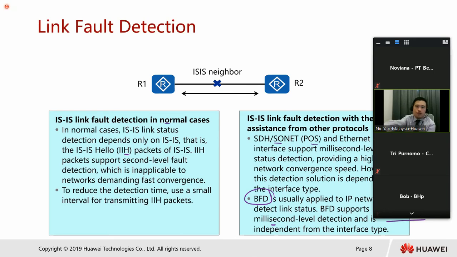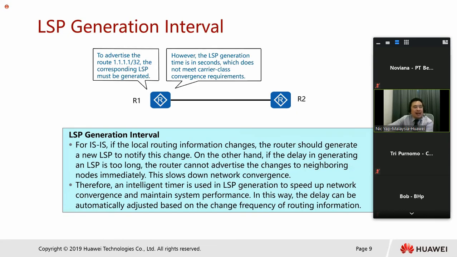And the next one is the LSP generation interval. To advertise route 1.1.1.1, the corresponding LSP must be generated. However, the LSP generation time is in seconds, which does not meet the carrier-class convergence requirement. So let's say you want fast convergence, then you need to speed this up, but it takes about seconds to generate the LSP. So how are we going to speed it up? Next we will go through this, but first we need to know the generation interval for ISIS.